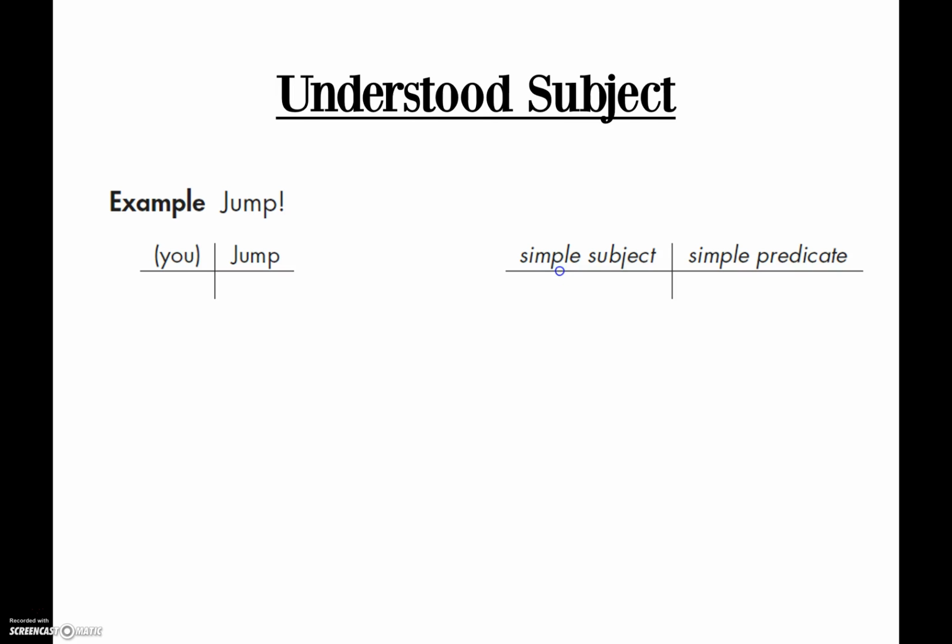Sometimes the subject you is not included in the sentence, but it's understood. You place the understood subject in parentheses to the left of the vertical line where the subject would go. In this example, jump, it's implied that we're saying you jump. So you is going to go in parentheses in the subject position. The J is going to be capitalized because it's the first word in the sentence, even though it's not the first word in our diagram. And we are not going to include that exclamation mark at the end.